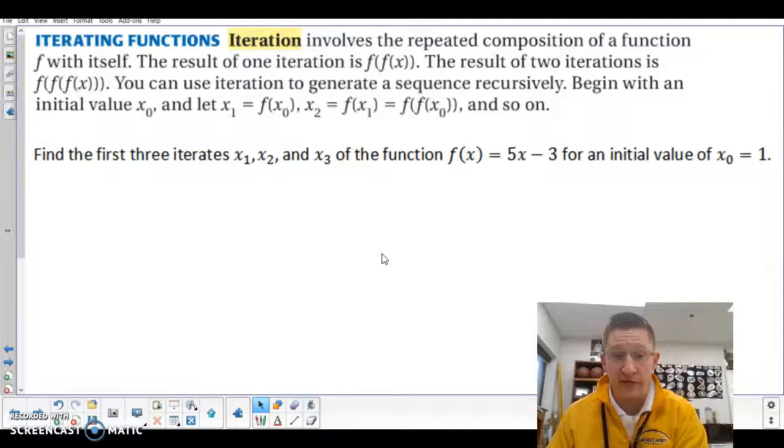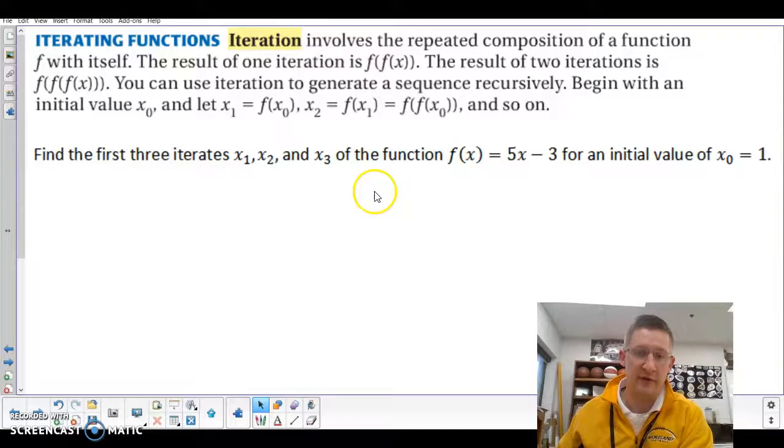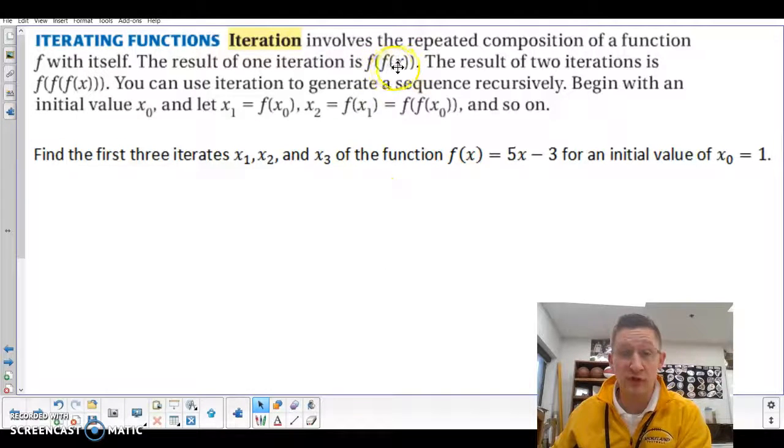The result of one iteration is f of x. You remember f of g of x, that was composition of functions, meaning I'm plugging the output of one function into the other. The result of two iterations then is f of f of x. Nice, huh? You can use iteration to generate a sequence recursively.